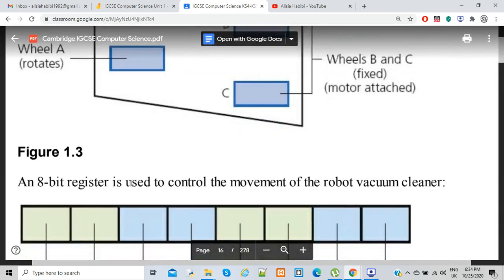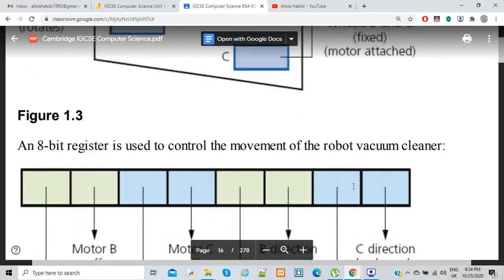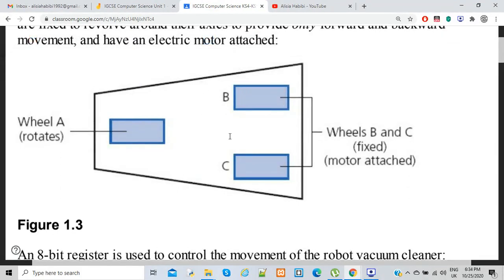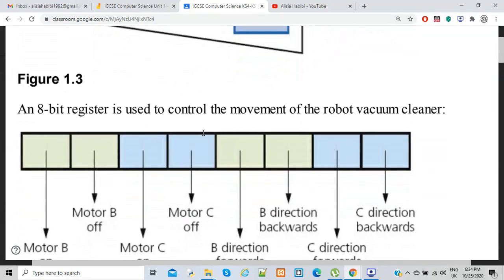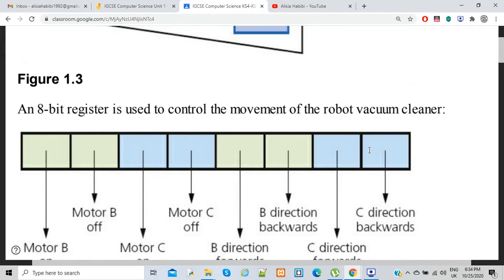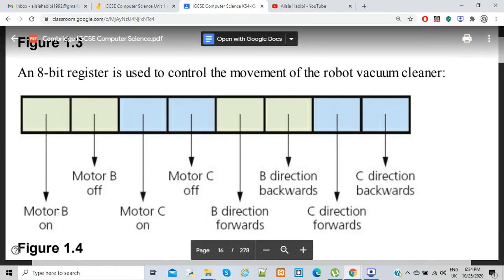So an 8-bit register is used to control the movement of the robot vacuum cleaner. We're going to be looking at this 8-bit register, which contains instructions for this vacuum cleaner to perform functions like move forward, and you can vacuum, move backward, move sideways, left, right, and so on. This register is essentially where the instructions for this vacuum cleaner will be stored in bits of ones and zeros. Here we have the first one that says motor on.